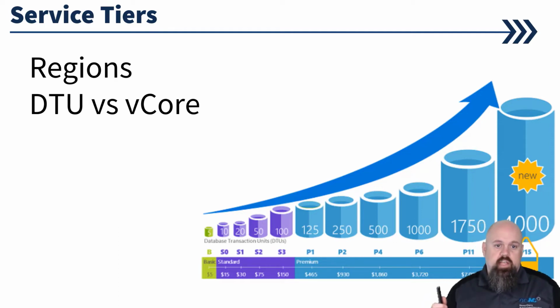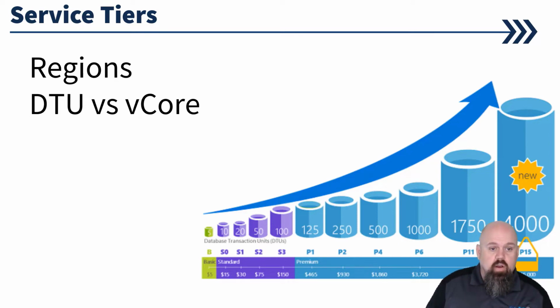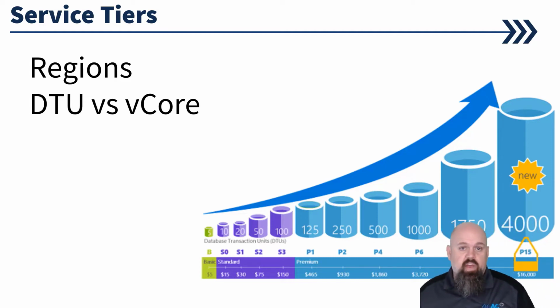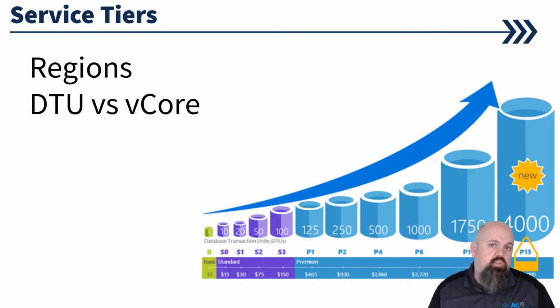The picture on the screen is actually an example of what the DTU tiers look like. On the far left in the green, you've got the basic, the purple is the standard, and the blue is the premium. Now, as you go from left to right and scale up from a standard 5 to a P15, which is 4,000 DTUs, your price goes up too. Keep in mind that anytime you put the word premium on something, it's usually more expensive. So in this case, with the DTU, it is.